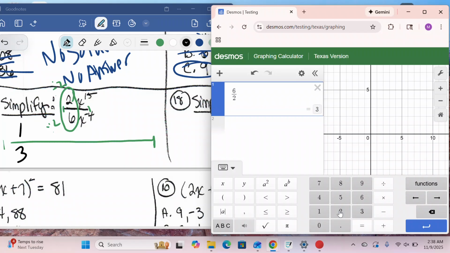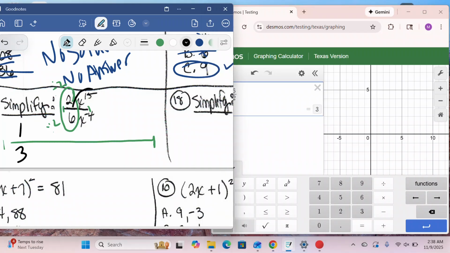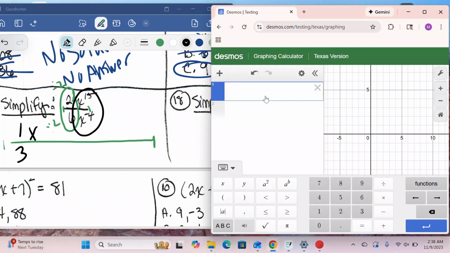Okay, the next step is to get my x's and my x's. I have my x and my x. I'm going to go ahead and put my x at the very top. And then what I'm going to do is subtract integers. So all I'm going to do is subtract 15 minus negative 4, and input that into the calculator.